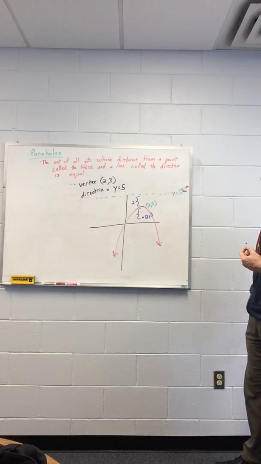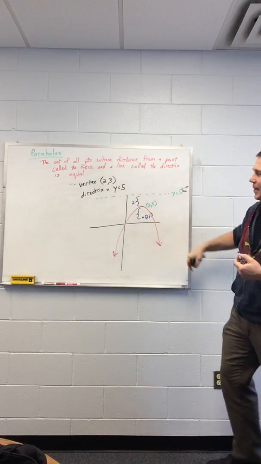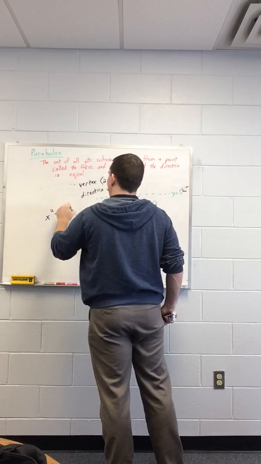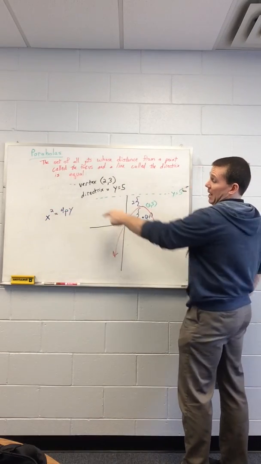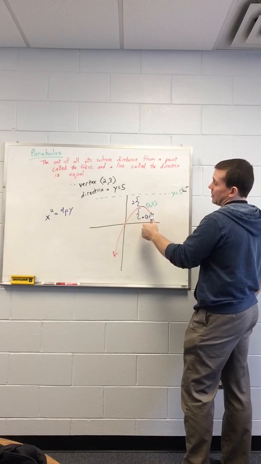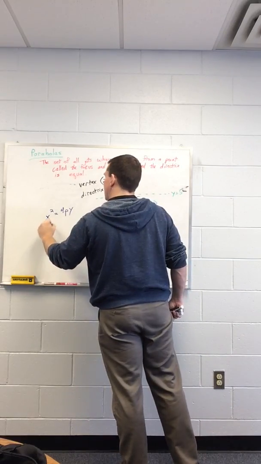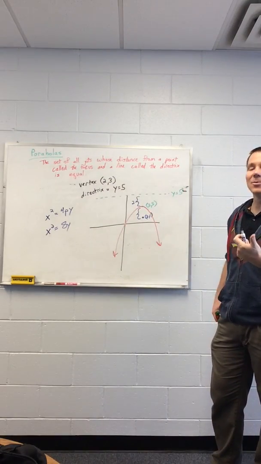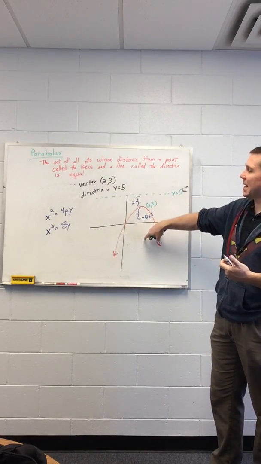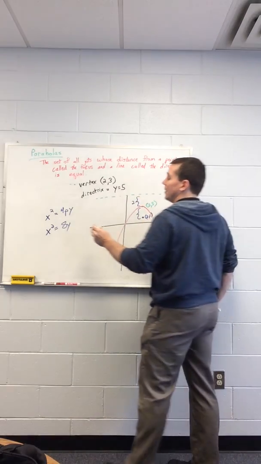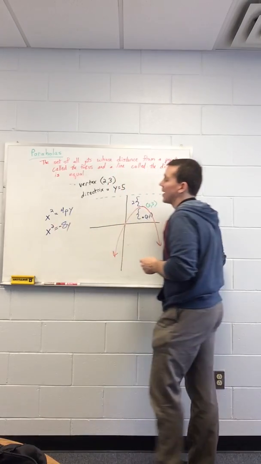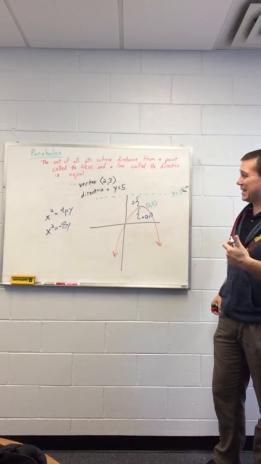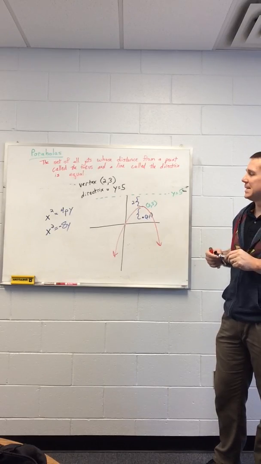Now I need my equation. It's a parabola opening downwards, which means the x is squared. So we get x squared equals 4py. P is the distance between them. We already said that was 2. So x squared equals 8y. And then there's just one more thing we need. In this case, since it opens downwards, the p actually has to be negative. So stick a negative right out there. Now it opens downwards. Now I have everything set up more or less the way I want.